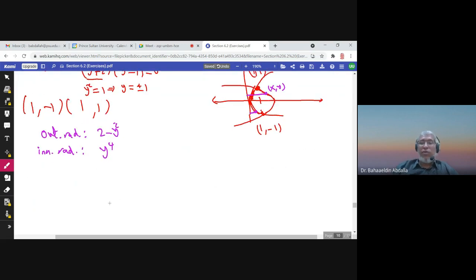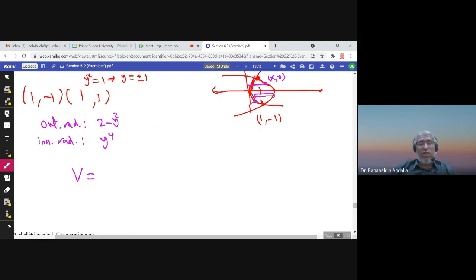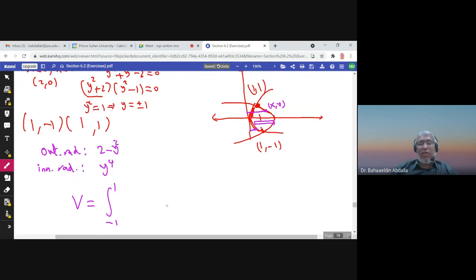So the volume would be, remember, we are taking the rectangle here perpendicular to the y-axis, the axis of rotation. So delta y, so y runs from -1 to 1, all right? And pi times the outer radius (2 minus y squared) to the power 2, minus y to the power 4 to the power 2, or just y to the power 8.